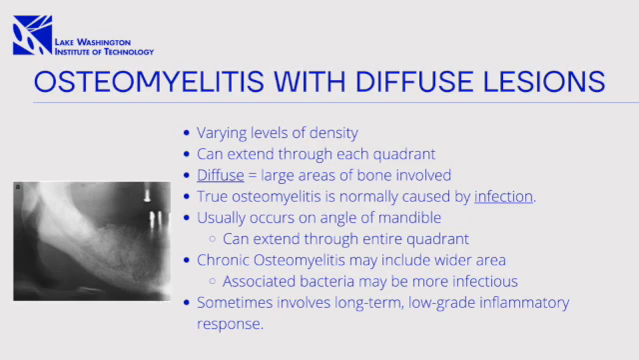True osteomyelitis is normally caused by infection. Diffuse osteomyelitis usually occurs in the angle of the mandible and can extend throughout the infected quadrant. Chronic osteomyelitis may include a wider area, and the associated bacteria may be more infectious. This sometimes involves long-term, low-grade inflammatory response.